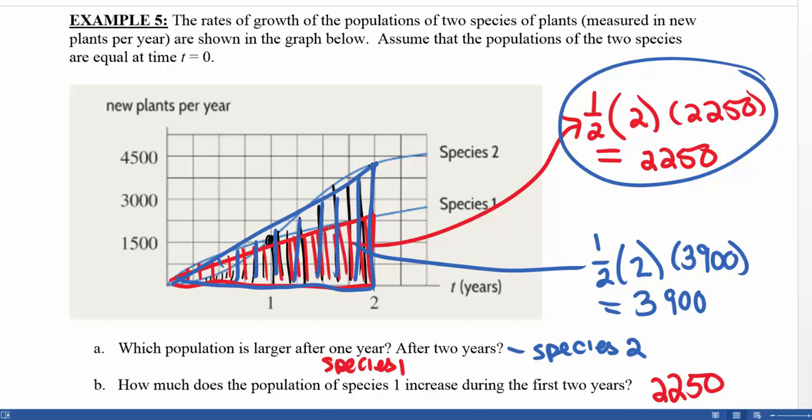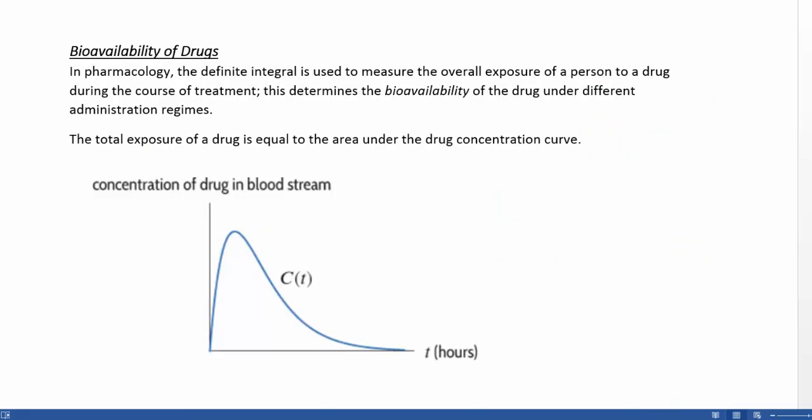Sometimes it's really obvious and you don't have to do any calculations, but sometimes it's better to actually get a rough estimate of what it is to make that kind of comparison. So let's look at an application of this that's really important in the medical field. Bioavailability of drugs. So in pharmacology, the definite integral is used to measure the overall exposure of a person to a drug during the course of a treatment. So this is what's called the bioavailability of the drug.